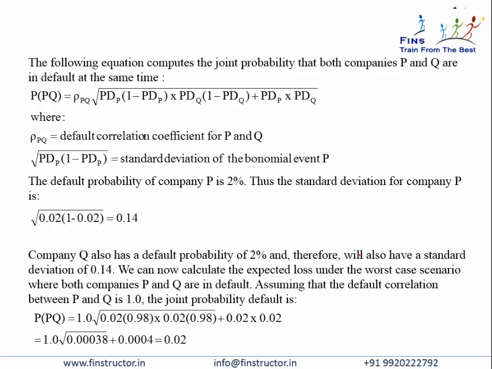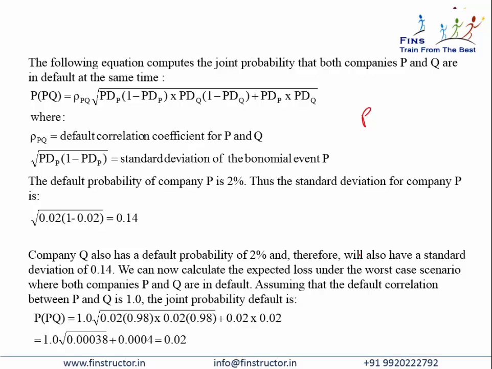So the probability that both P and Q will default together is calculated as the probability of default of P into the probability of default of Q, plus the probability of default of P into 1 minus probability of default of P, into probability of default of Q into 1 minus probability of default of Q, multiplied by the default correlation between P and Q.